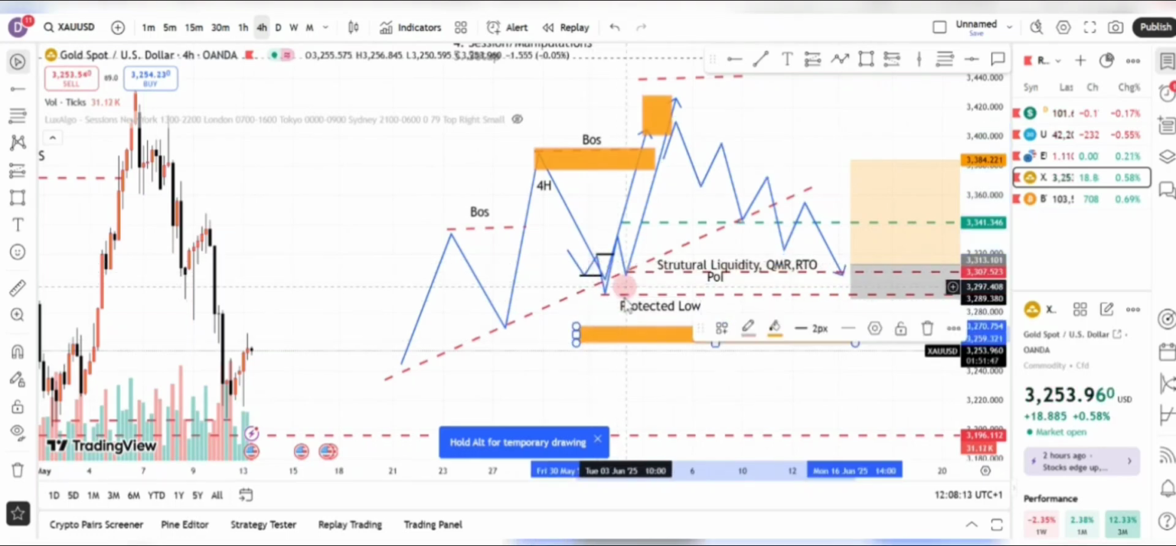For price to come into my point of interest, number one is that it has taken out this structural liquidity, right? It has taken out this structural liquidity a little bit. If this structural liquidity is here, that trade is a high probability trade. So price has taken out the structural liquidity and is now inside here a little bit.